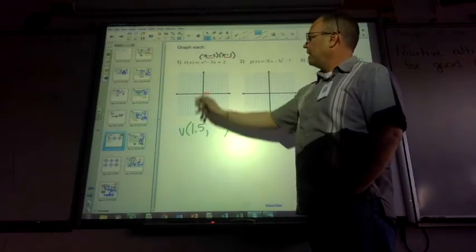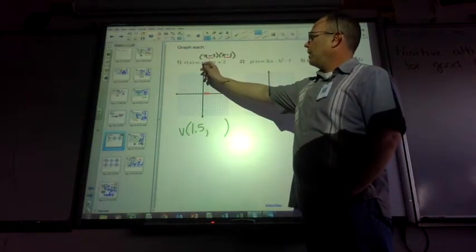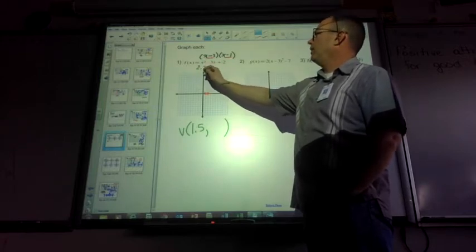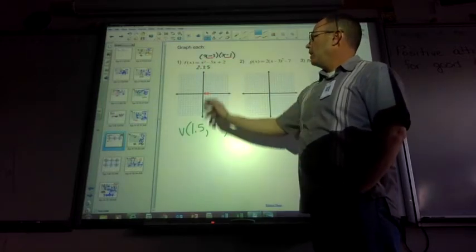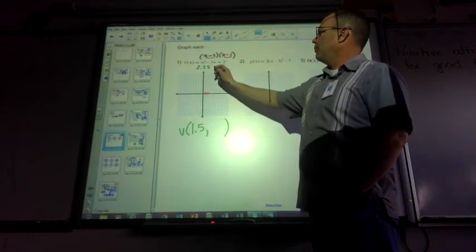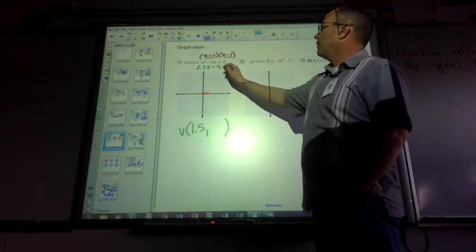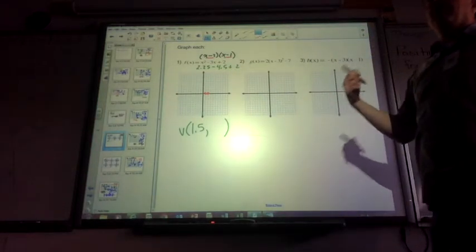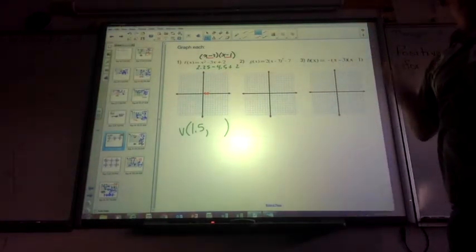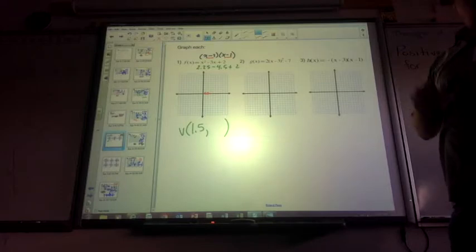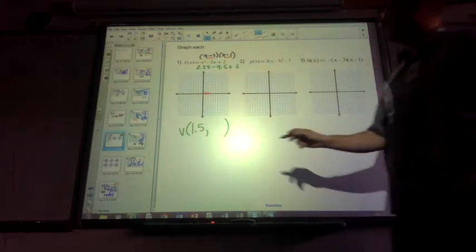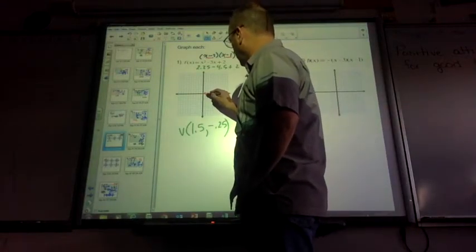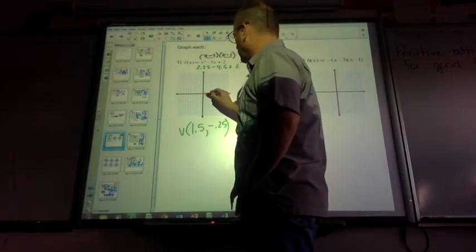Okay? So if I take that 1.5, plug it in there. 1.5 quantity squared. That's 1.5 times 1.5 is 2.25. Okay? And then -3 times 1.5 is -4.5 plus 2. So if I go 2.25 minus 4.5, I get -2.25. -2.25 added to 2 is -0.25. So here is, good luck, your vertex.